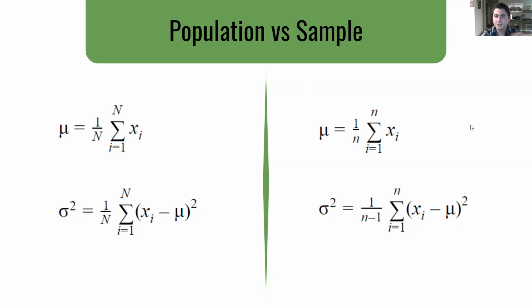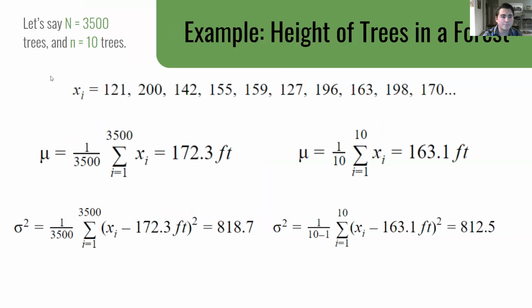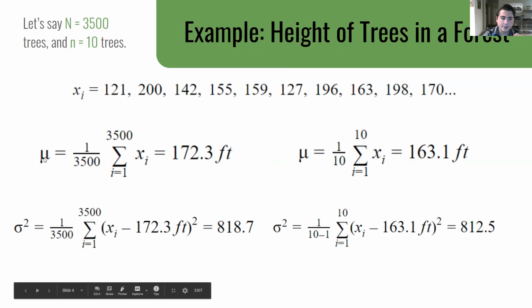To properly show you the difference between the two, here's an example. Let's evaluate the height of every single tree in a forest. Let's say in this forest, there are 3,500 trees, but for a sample, we'll only evaluate 10. So first, let's do the population variance. Population variance is right here on the left again.